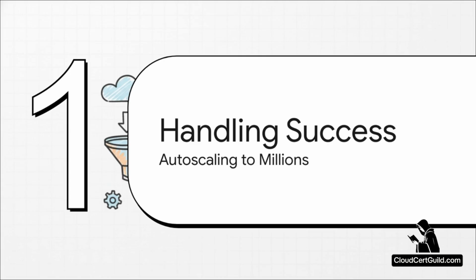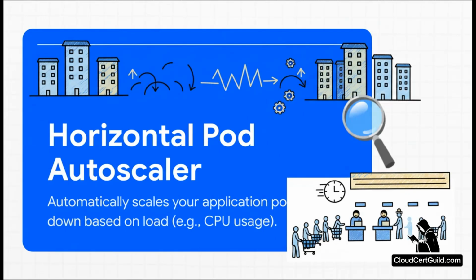This brings us to a really good problem to have, which is what Section 4 is all about: handling success with autoscaling. We're going to see how GKE can take you from a handful of users to millions, basically without you lifting a finger. The first tool we have for this is the Horizontal Pod Autoscaler, or HPA. Its job is to watch the load on your application, usually your CPU usage. When traffic starts to spike and your pods are working hard, the HPA just adds more pods.